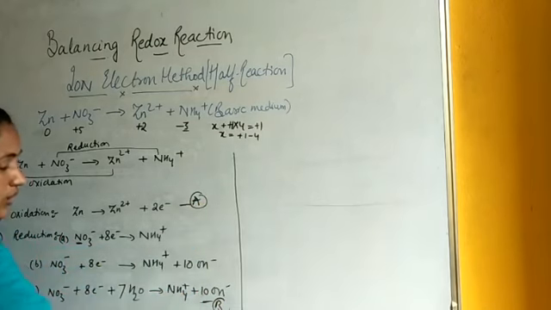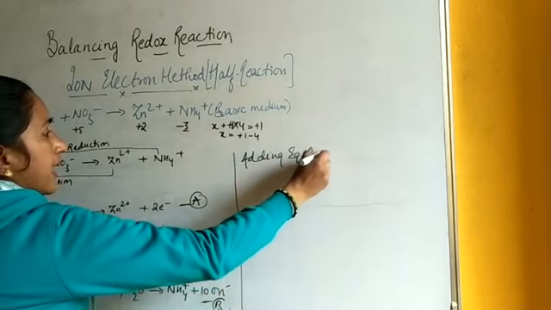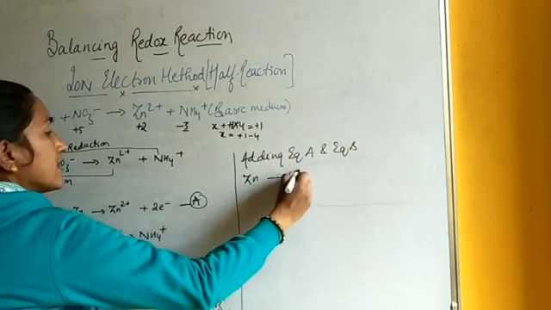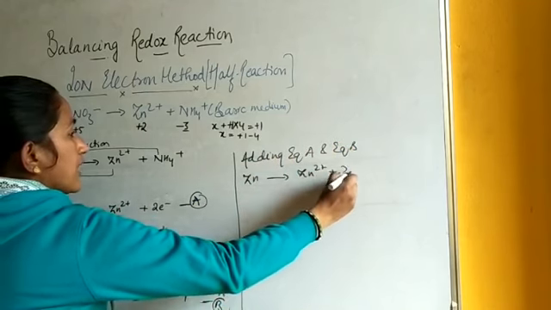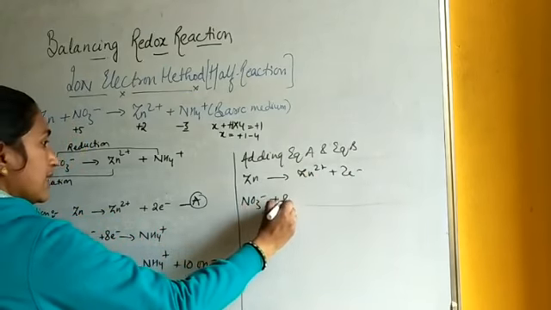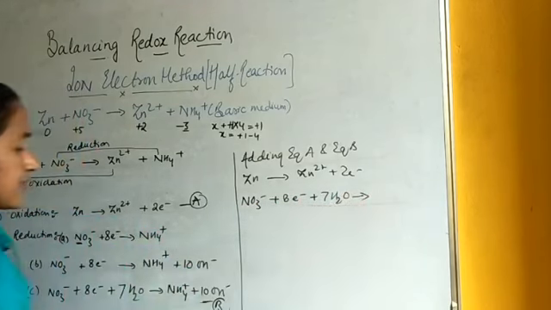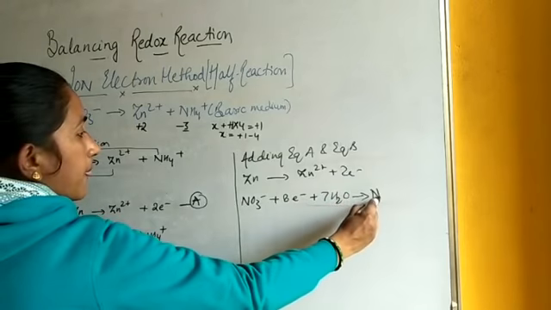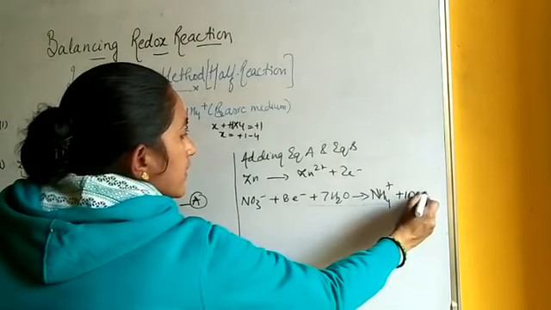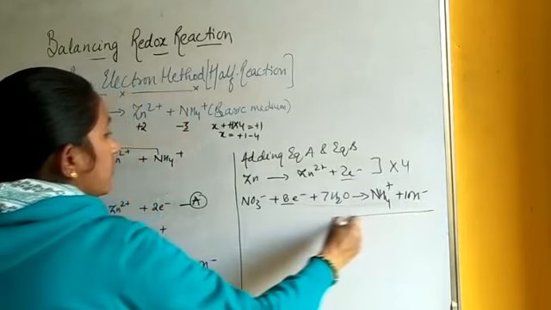Now add these two equations, adding equation A and equation B. So we have Zn gives Zn2 positive plus 2 electrons. Next is NO3 negative plus 8 electrons plus 7H2O gives NH4 positive, and 10 OH negative. Before we balance, you can see it is 8 electrons here, 2 there. So get this equation multiplied by 4.